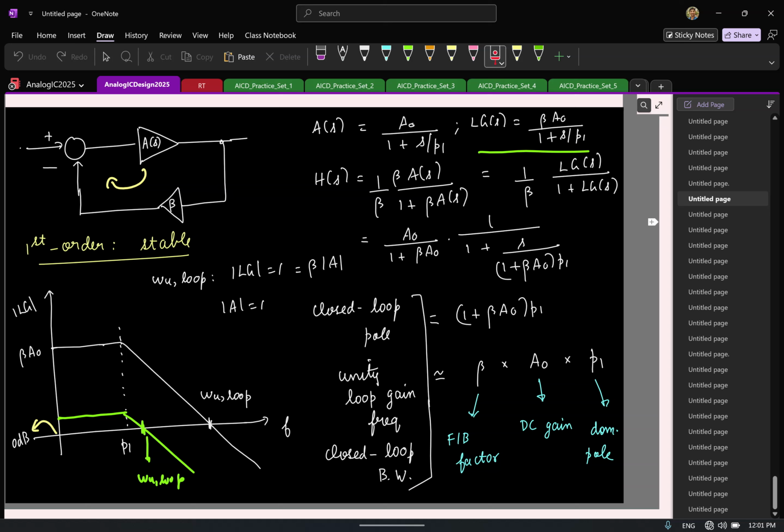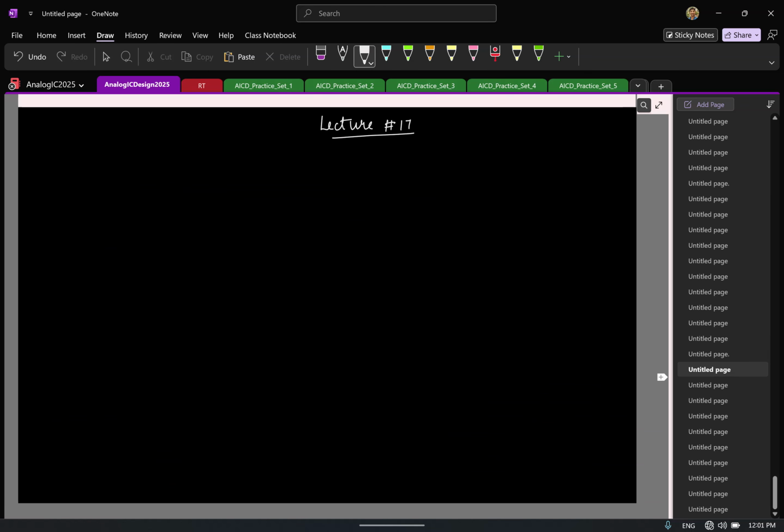But now we are not interested in first order systems because we won't have multi-stage OTAs. So let's see what is going to happen with higher order systems. And remember, this is the closed loop transfer function. It is 1 by beta times the loop gain by 1 plus loop gain of s.